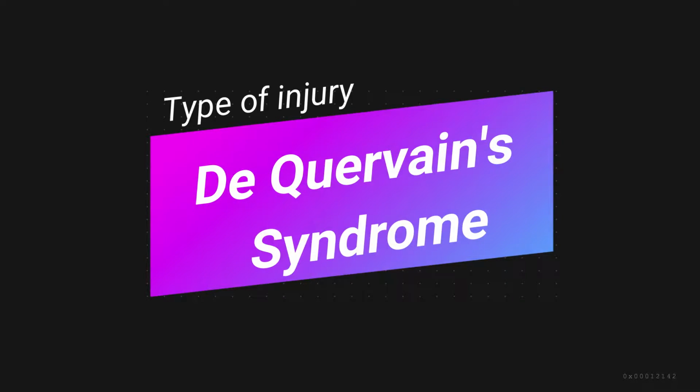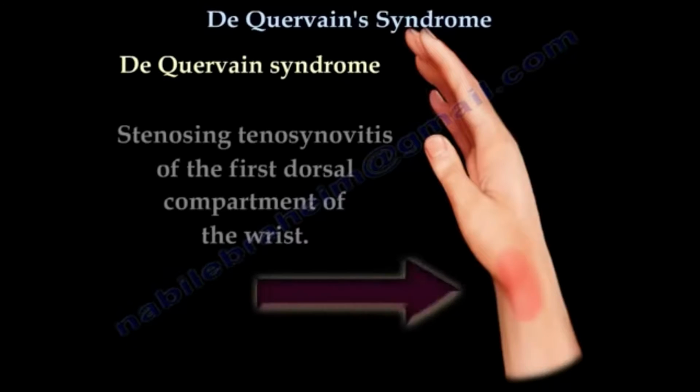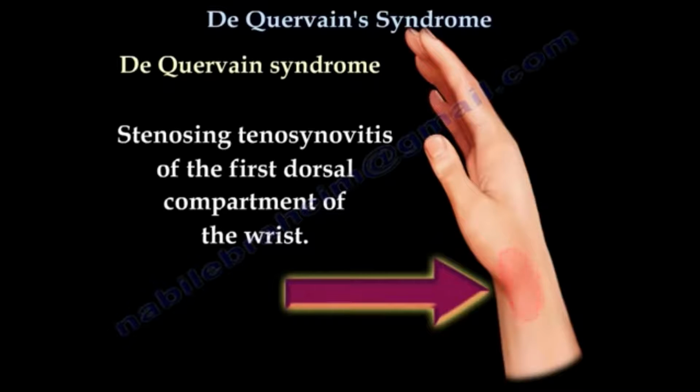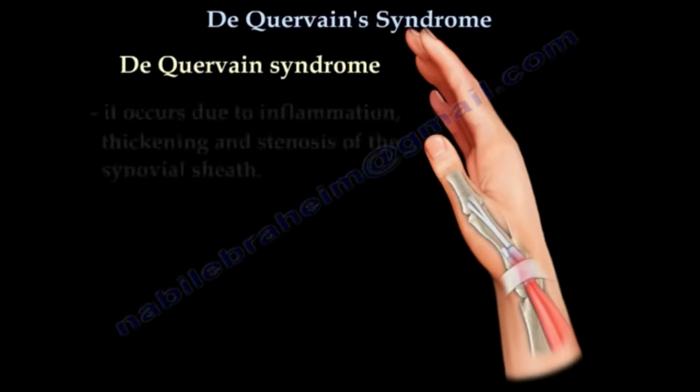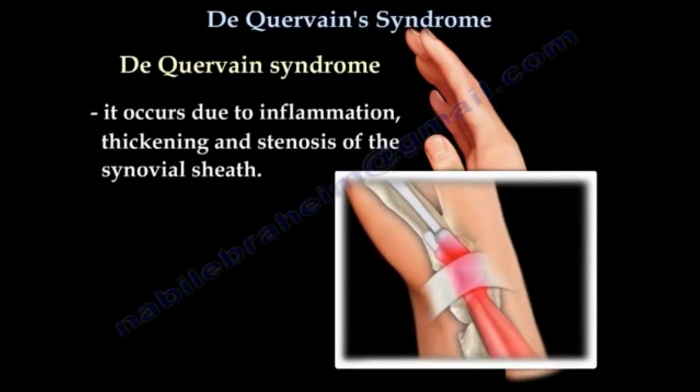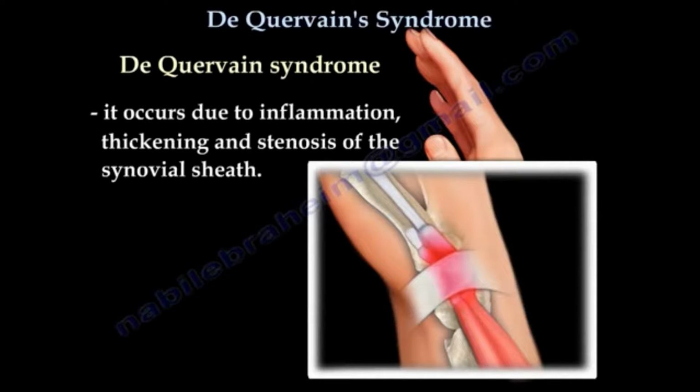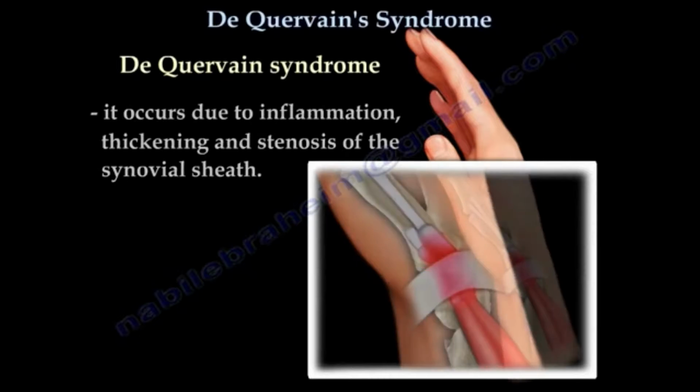De Quervain syndrome. De Quervain syndrome is tenosynovitis of the first dorsal compartment of the wrist. The patient will feel pain and swelling over the radial side, which is the thumb side of the wrist. It occurs due to inflammation, thickening, and stenosis of the synovial sheath.